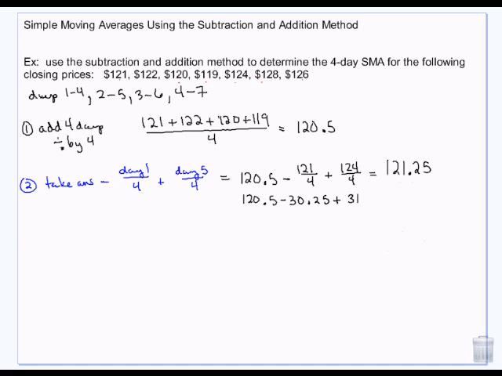And then for the third step, I'm going to take the answer and I'm going to subtract day 2. And I'm going to add day 6.